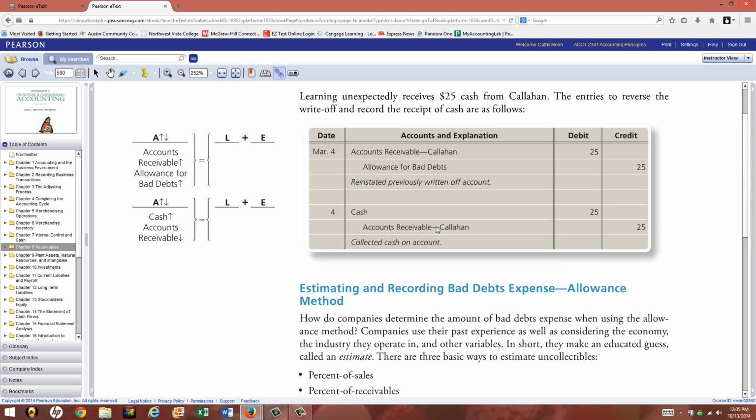And if you're thinking this is so confusing, why do I debit accounts receivable here and credit accounts receivable here? What I want you to remember is we had already written them off over on page 499. We wrote Callahan off, so they're no longer in our books. So the purpose of this first journal entry is we put Callahan back in, and then the purpose of the second one is now that they're back in, we're going to show that they've paid, and we're going to credit that amount.